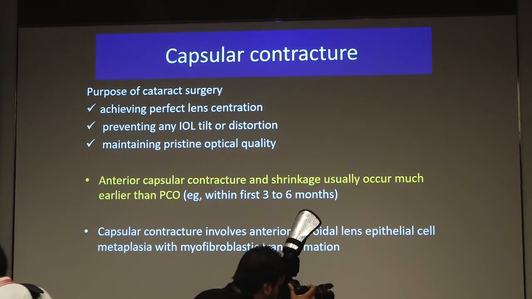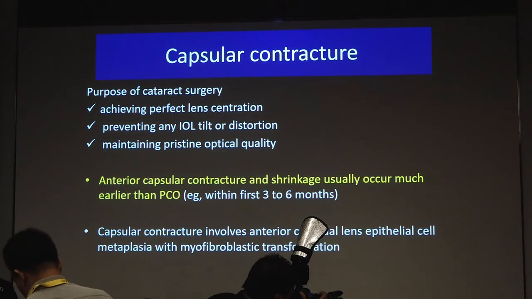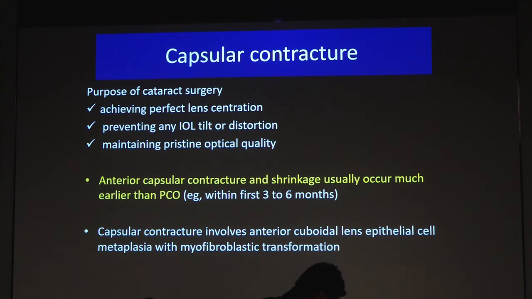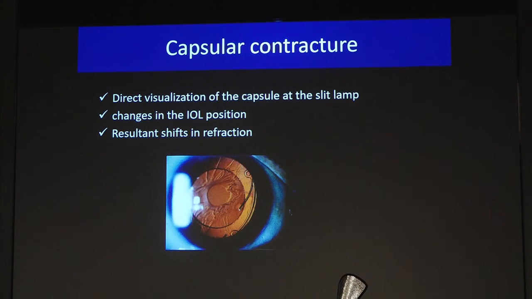The anterior capsular contracture and shrinkage usually occurs much earlier than the posterior capsular opacification, usually within the first 3 to 6 months. The contracture involves the anterior cuboidal lens epithelial cells, which in turn leads to metaplasia and myofibroblastic transformation, which causes the contracture of this capsule. So when to suspect a capsular contracture is, on direct visualization at the slit lamp, obviously one will be able to make out the capsular contracture.